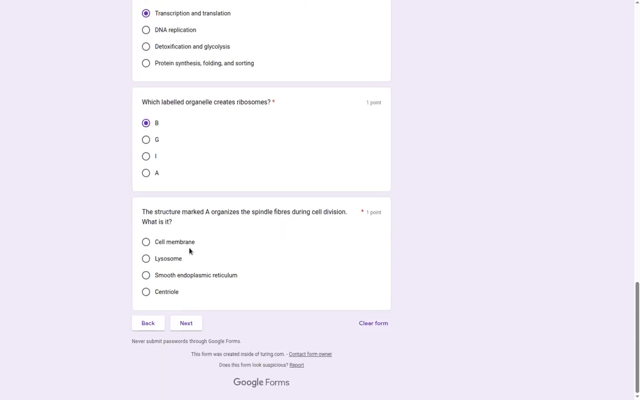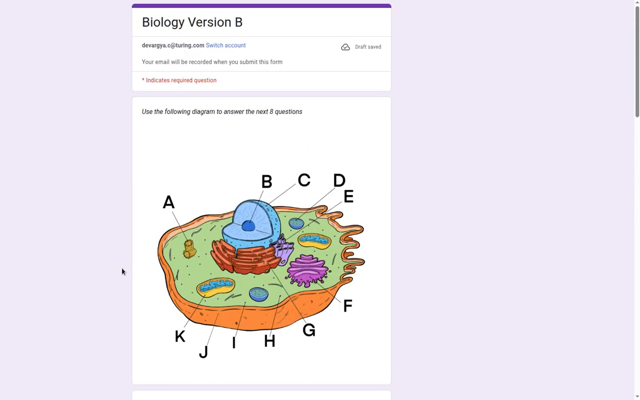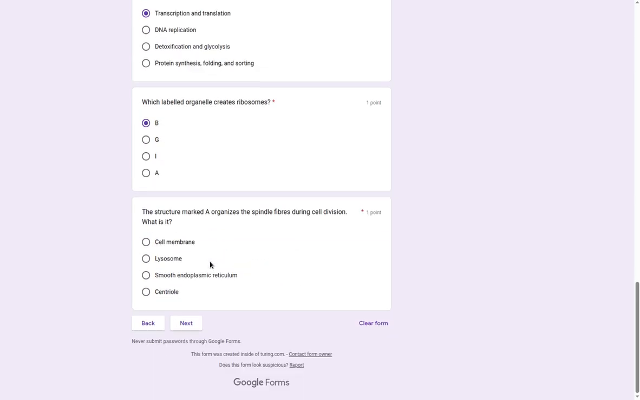The structure marked B organizes the spindle fibers during cell division. What is it? Okay. A. What is A? I think this is the centriole, if I am not wrong. We'll see.